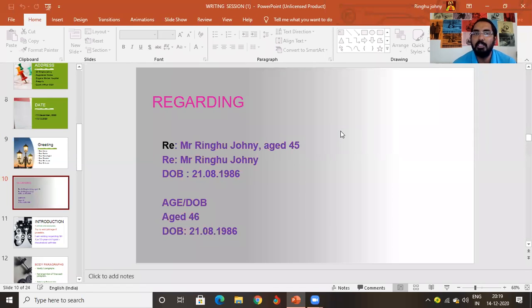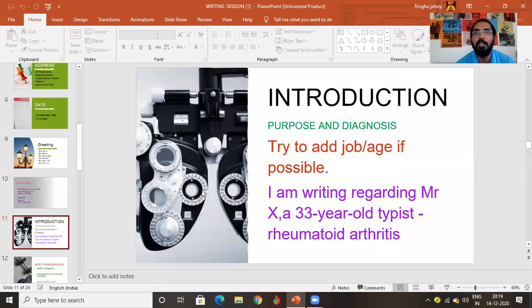If there is no age, you write DOB, 21.08.1986. Another example I would like to tell you is that if both age and date of birth are given, I would rather prefer to write the date of birth than the age. The reason is that I'll write the age in the introduction paragraph. Why? I'll explain that now. So I hope that part is also clear. Going to the introduction.